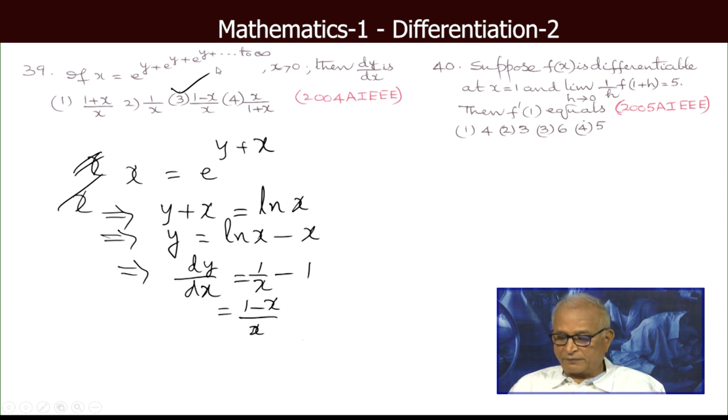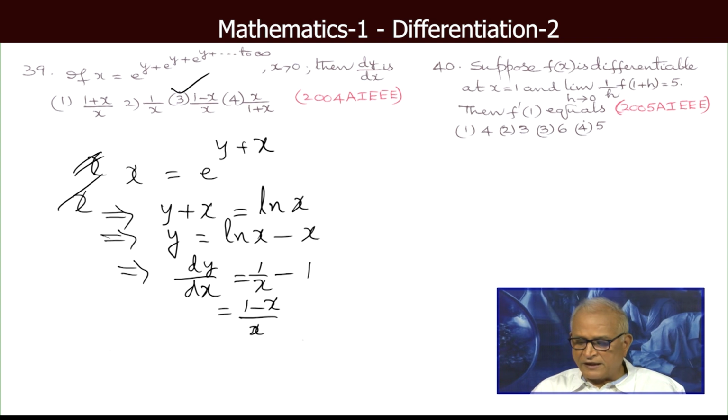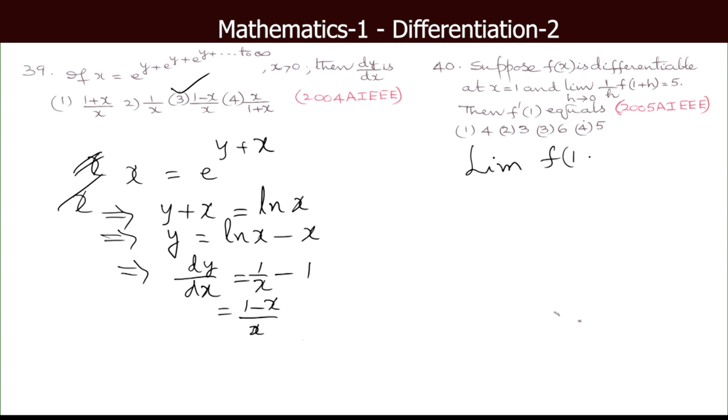2004 EAPCET. Another simple question, question number 40. Suppose f(x) is differentiable at x equal to 1, and the limit as h tends to 0 of f(1 plus h) by h is 5.